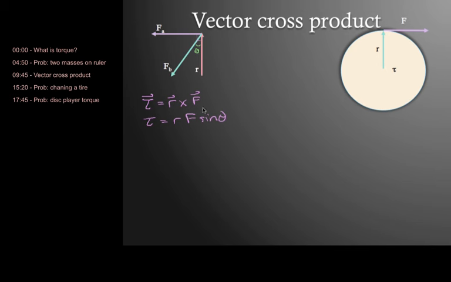The next part that you notice here is that this tau is actually a vector. So we need to know which direction is this torque. And this is a little bit funny. So this cross product is actually perpendicular to the plane that R and F are in. So right now R and F are both in the plane of your screen. So then this tau is going to be into or out of your screen.